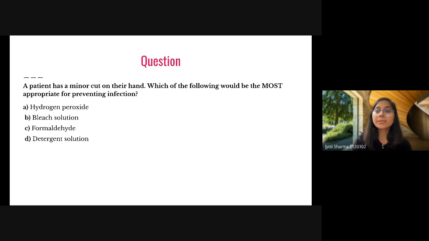Okay, coming to the next question. A patient has a minor cut on their hand. Which of the following would be the most appropriate for preventing infection? And the options are hydrogen peroxide, bleach solution, formaldehyde, and detergent solution. So if there is any kind of cut on your hand, what chemical will be used to prevent the infection?